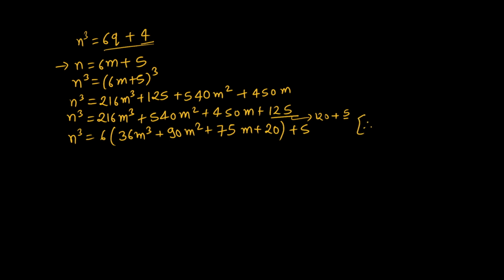So we will take q. So q is equal to 36 m cube plus 90 m square plus 75 m plus 20. So we will get n cube is equal to 6q plus 5. It is in the form of 6q plus r and r is 5. So that's all for this question.